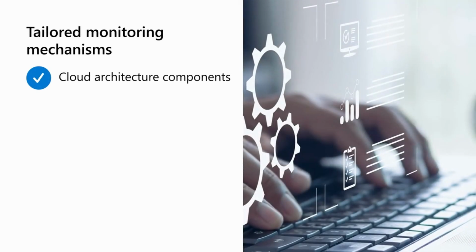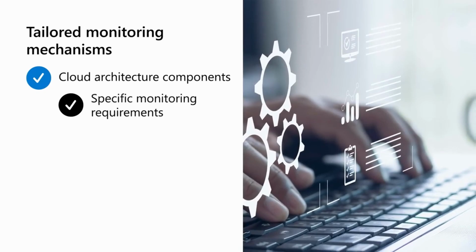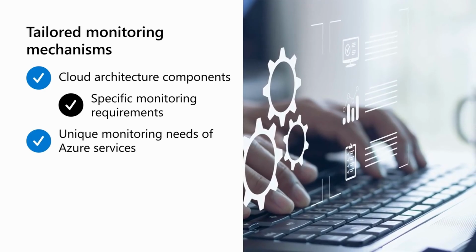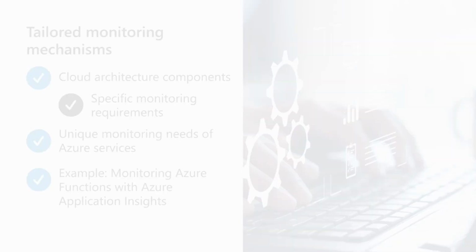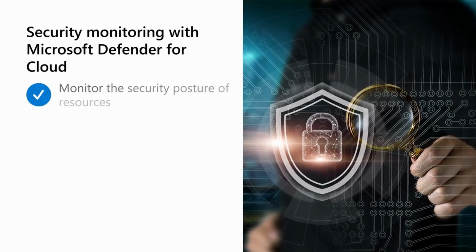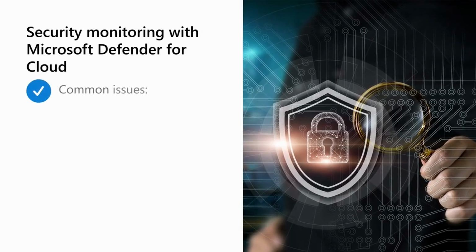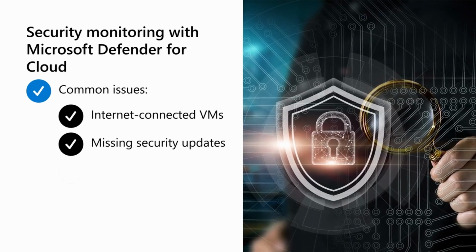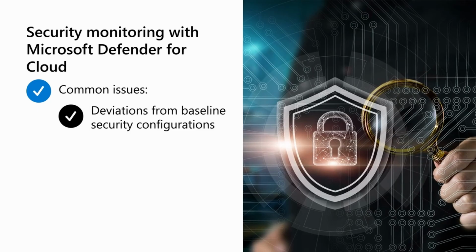Most cloud architectures comprise compute, networking, data, and identity components, each requiring specific monitoring mechanisms. Similarly, Azure services also have unique monitoring needs. For example, you'll have to enable Azure Application Insights to monitor Azure functions. You can leverage Microsoft Defender for Cloud to monitor the security posture of your resources and identify potential security issues. Common issues include Internet-connected virtual machines, or VMs, missing security updates, missing endpoint protection or encryption, deviations from baseline security configurations, and missing web application firewall, or WAF.